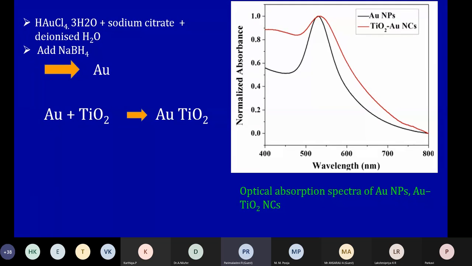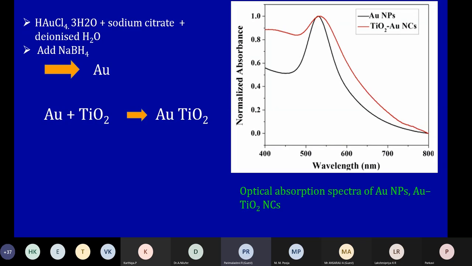Yes, normal nano gold will be red in color. When you add sodium borohydride, the solution changes completely into gold, as it reduces chloroauric acid into gold, so that becomes a red color. After getting gold, we add titanium oxide to it and start to stir for 5 hours, and we keep that overnight.